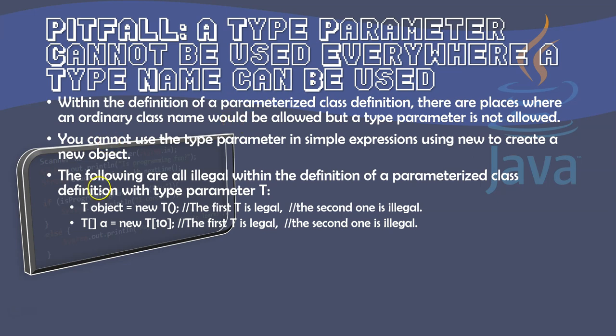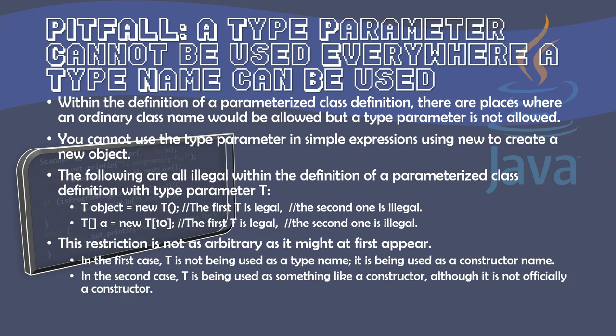All right, because this is technically specifying this type of object, but T doesn't exist as a class type, it's a type parameter, so this doesn't work. And here, the first part of this is legal, the second part is illegal, because here we're specifying an array. And this is saying new T[10], again, not going to work because this is, again, using a type parameter instead of a class type. Now, this restriction may not be as arbitrary as it first appears. For the first example, T is not being used as a type name, it's being used as a constructor name. And in the second case, T is being used something like a constructor, though it's not officially a constructor. But these are still things to be cognizant of when we write our code, because obviously we could run into errors.